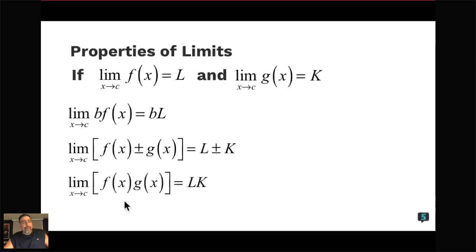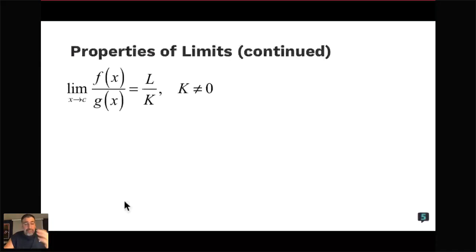It also works for multiplication. So if you can take the limit of the first function individually and the second function individually, the result will be the product of those two limits. Division is also going to work the same way as long as your denominator limit does not equal 0, because that would, of course, yield an undefined. But if you're ever taking the limit of a quotient, you can do the numerator separately from the denominator and then just use those two answers.